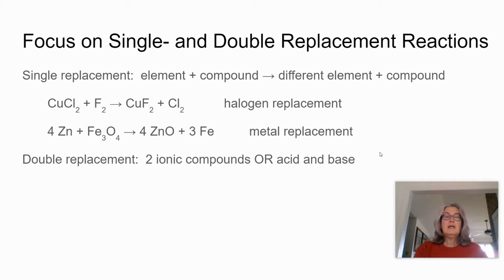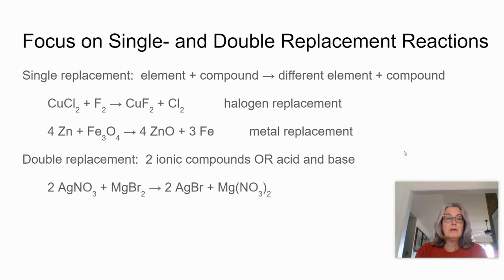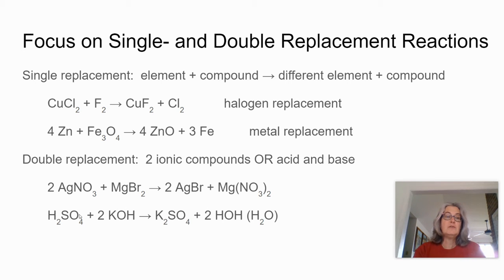Double replacement is always two ionic compounds, anion, cation, anion, or it's an acid and a base, and I'll show you a little bit more about that. So here we have silver nitrate, metal cation, polyatomic anion, and magnesium bromide, metal cation, nonmetal anion, and they swap. Each cation gets the other anion, basically, swap partners, but it's two ionic compounds reacting to form two other ionic compounds, or an acid and a base.